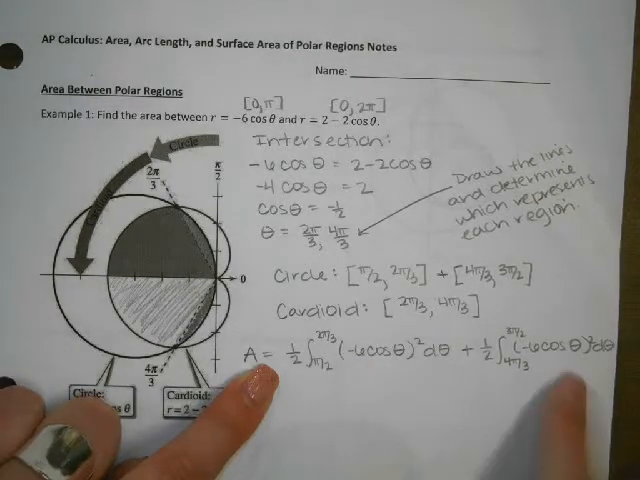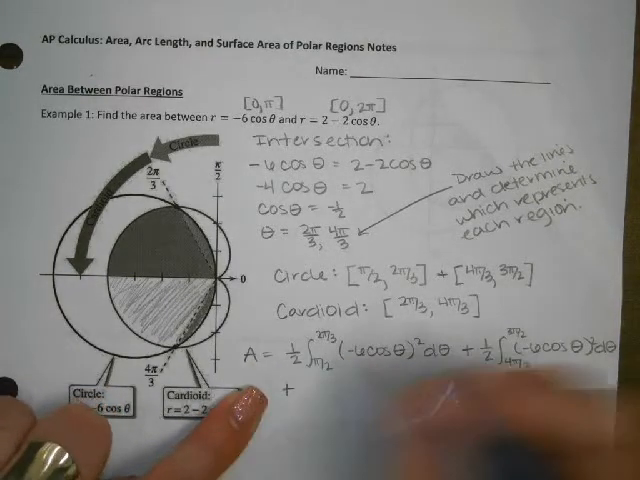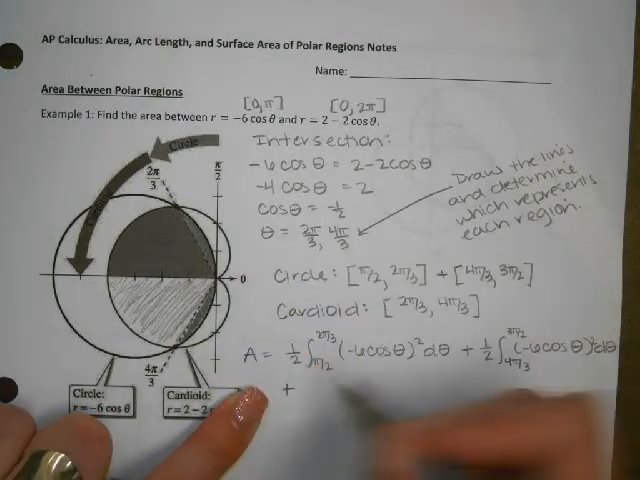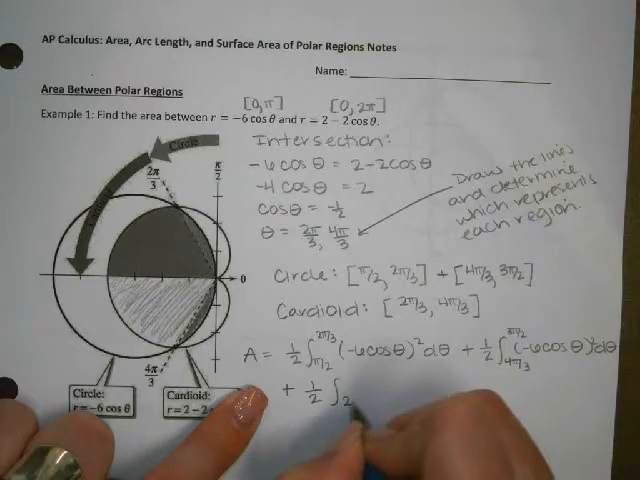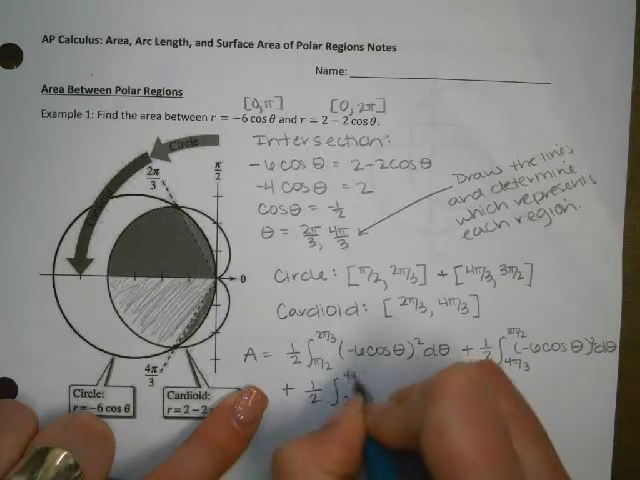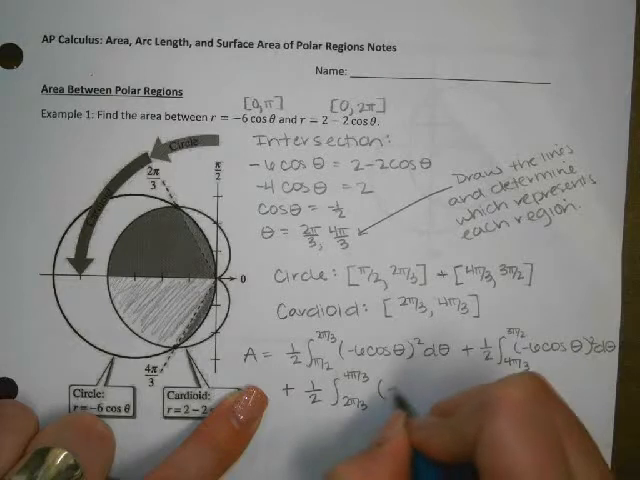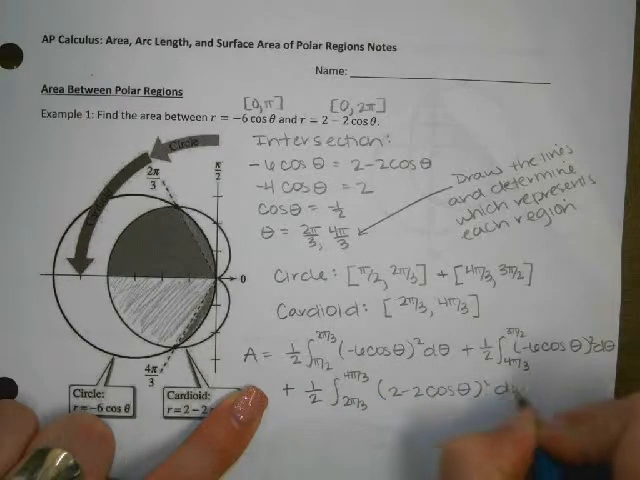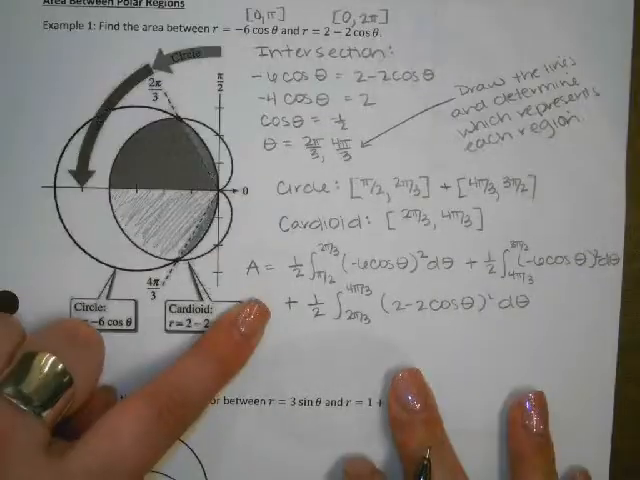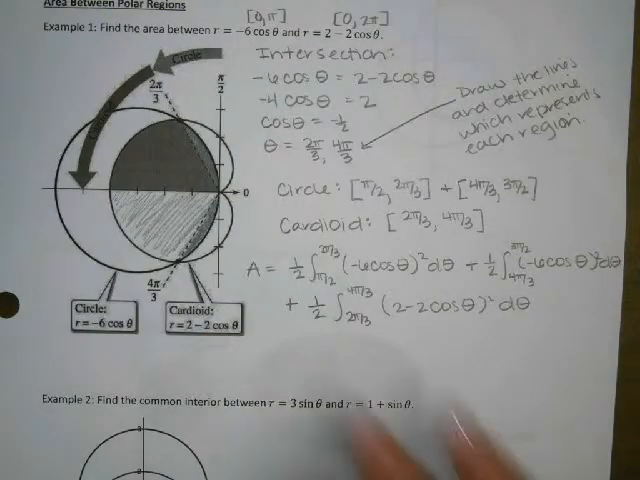So we have one sliver plus the other sliver plus, and then the whole area from the cardioid would be 1/2, 2 pi thirds to 4 pi thirds of (2 minus 2 cos theta) squared d theta. Okay, so that's one way you could find the area. That's us writing out all the information for the entire thing.